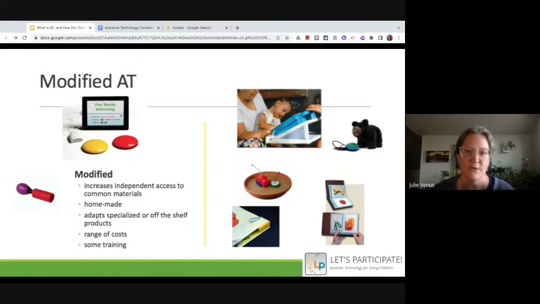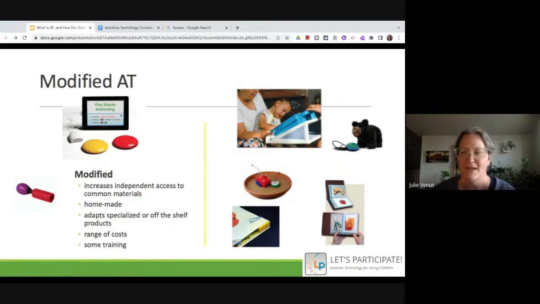Switch access to an iPad can be modifying that iPad so that instead of direct select with a finger, it's by hitting a switch. There is a slant board that just provides closer access to just about anything: books, iPads, things like that. Toys that are switch adapted can be a different way to access those instead of a small button that might be turning that thing on. It would be a switch located wherever a child might need to access that motorically.